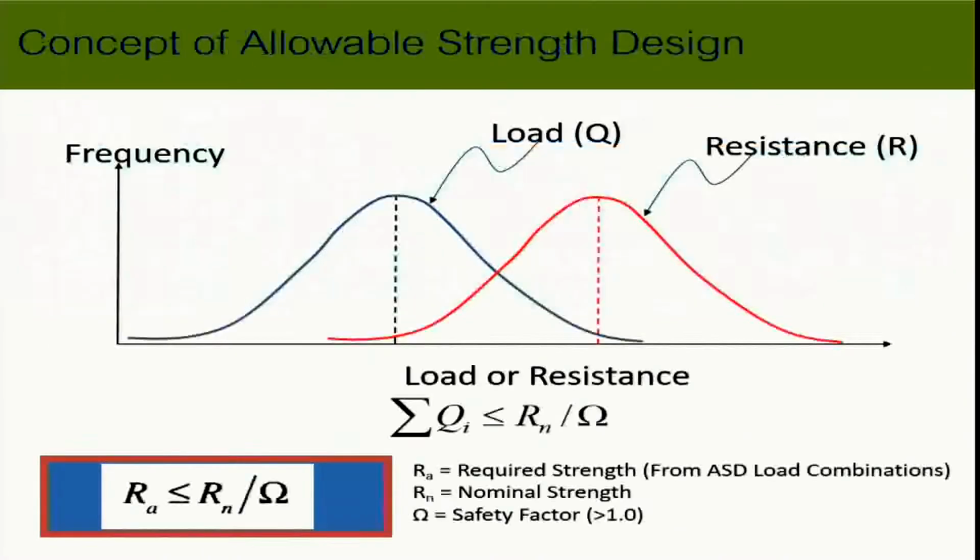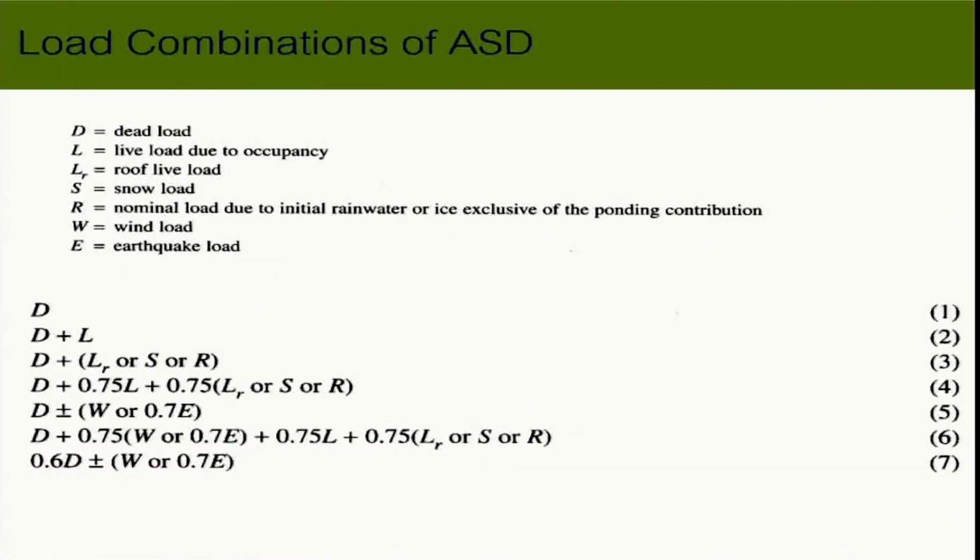Now, it's pretty much the same for the ASD. It's based on statistics, but the approach is simpler because you just take the load as it is, and then the resistance, you have that, and you just need to make sure that everything is safe, so we divide our resistance by a factor of safety. It's pretty simple. And yes, of course, the right side should always remain bigger than the left. And this is an example of the load combination of the ASD. It's pretty straightforward and simple really to just add them up.